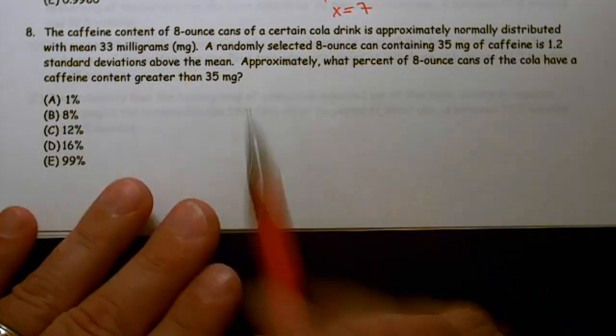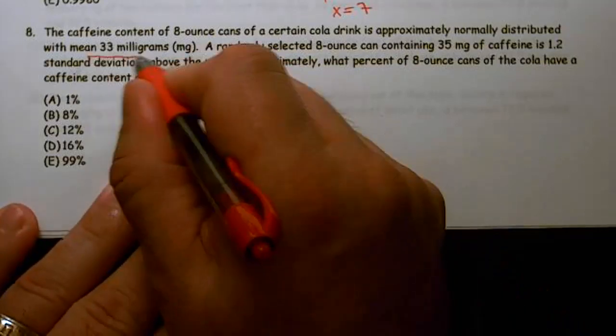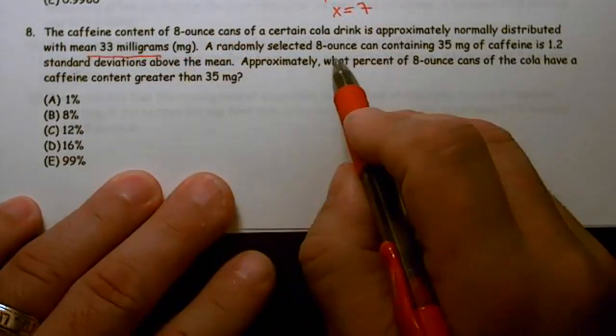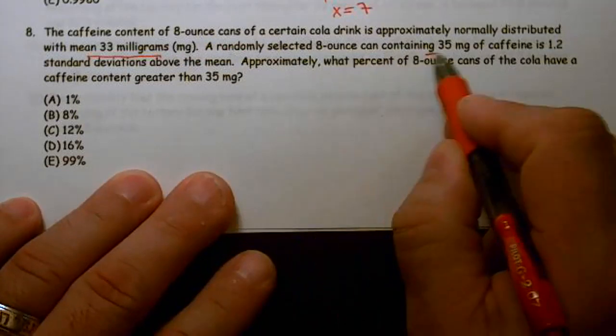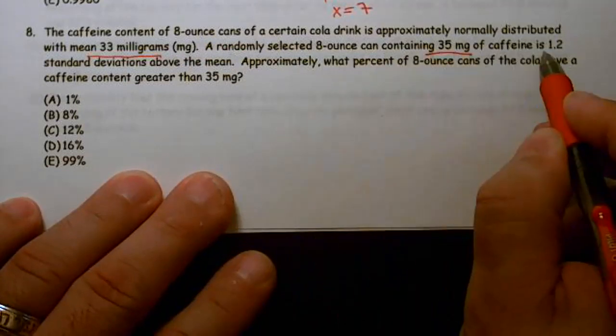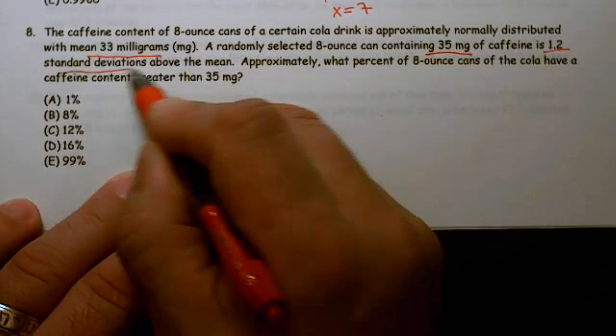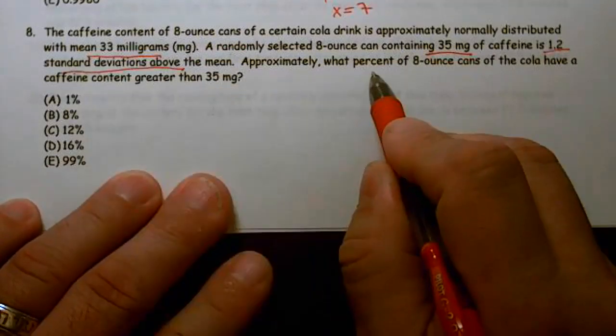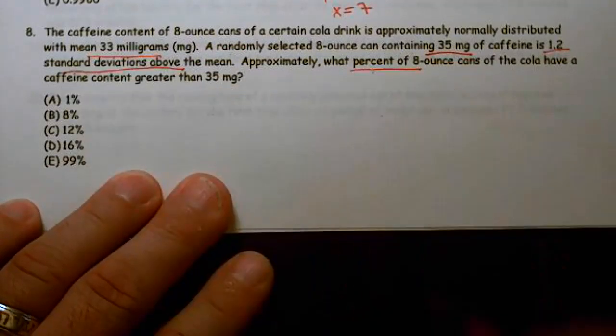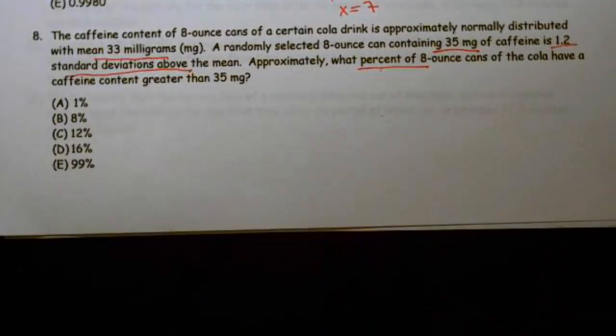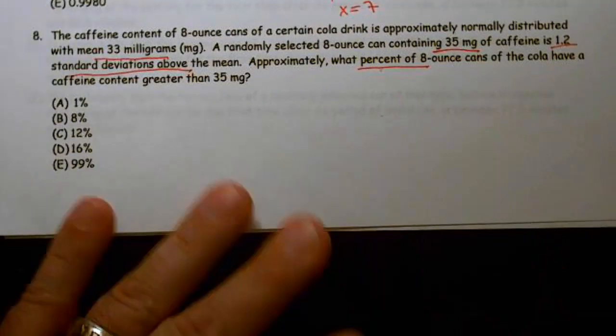distributed with a mean of 33 milligrams. A randomly selected 8-ounce can containing 35 milligrams of caffeine is 1.2 standard deviations of the mean. What percent of 8-ounce cans of cola have caffeine content greater than 35?